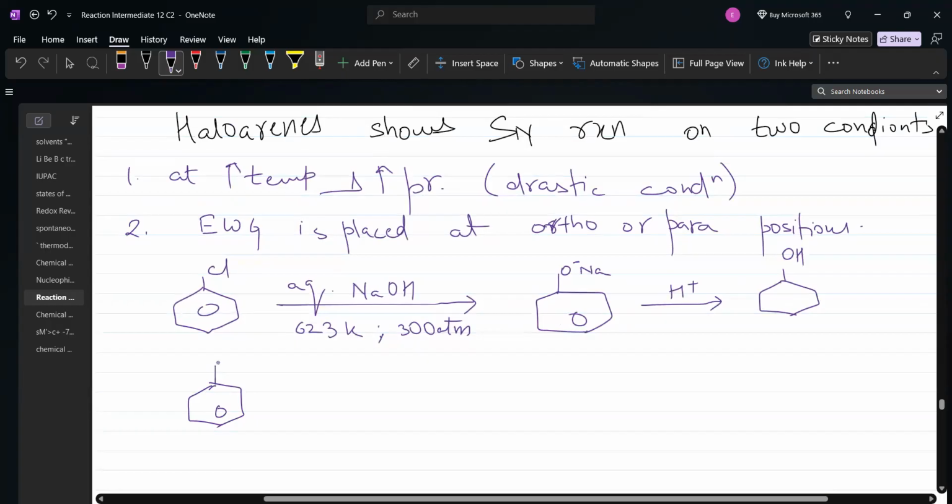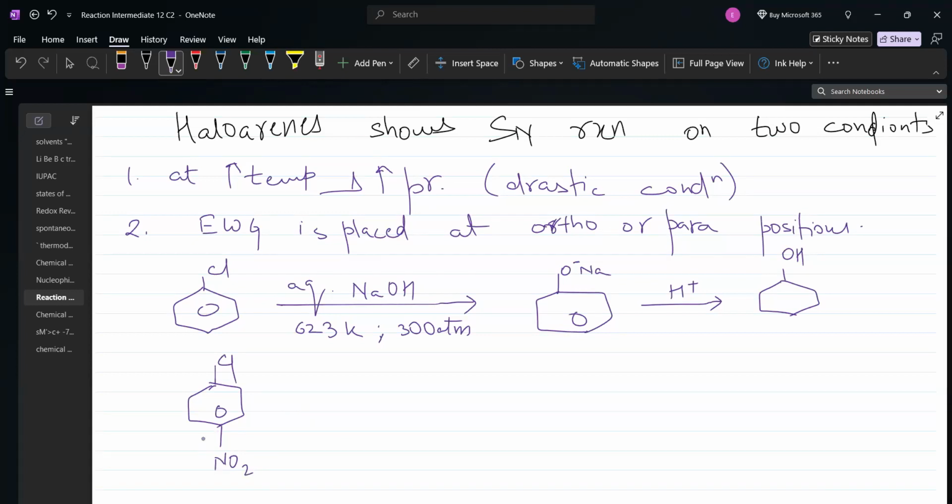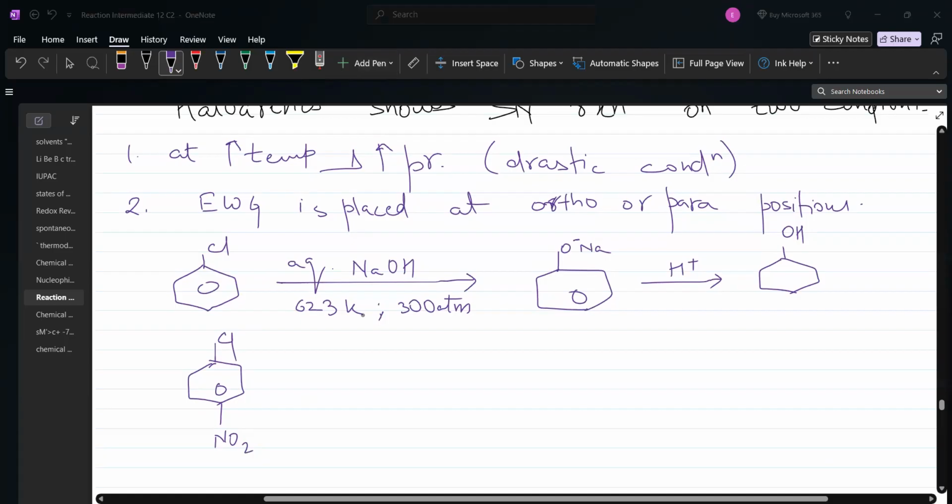Let's see the other cases. Here chlorine is attached with NO2, so it is an electron withdrawing group. Siddhika and Yahya, do you understand the electron withdrawing group concept? Electron withdrawing group, Yahya? Yes, sir. Good, good.